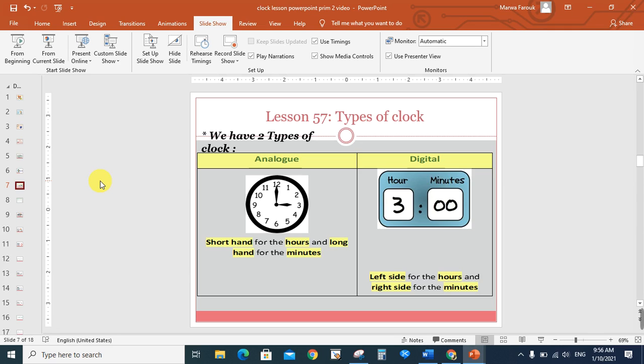Okay, but in digital clock, we have two sides, left side and right side. Left side for the hours and right side for the minutes. Left side for the hours and right side for the minutes. Okay.